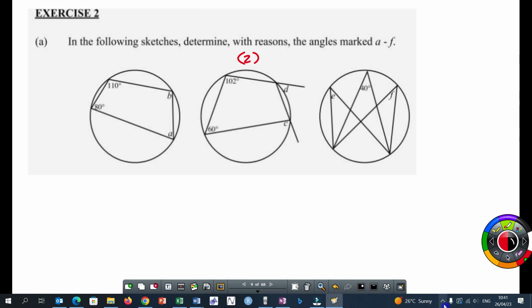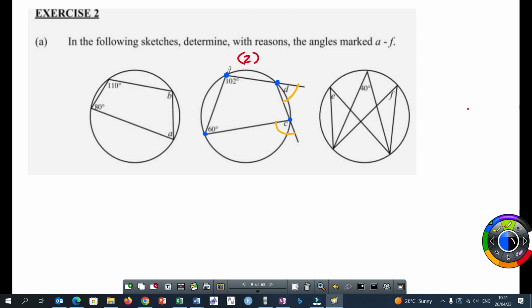The second diagram: we have two exterior angles of a cyclic quad, this angle here and that angle. Our quadrilateral is this one here. We have a vertex at the circumference, another, another, and also another vertex. So we have 4 vertices on the circumference. Therefore, the quadrilateral is cyclic.